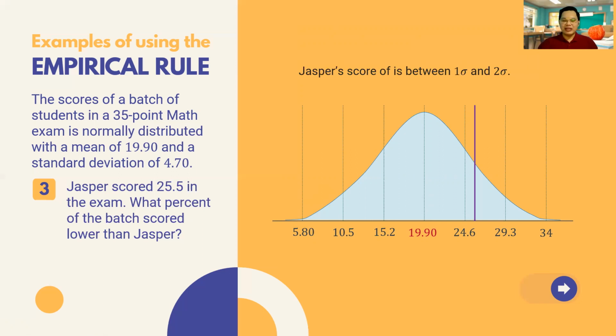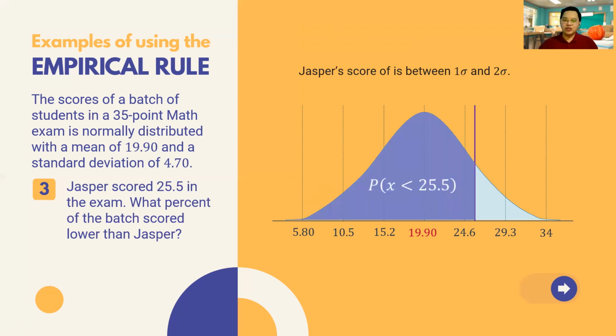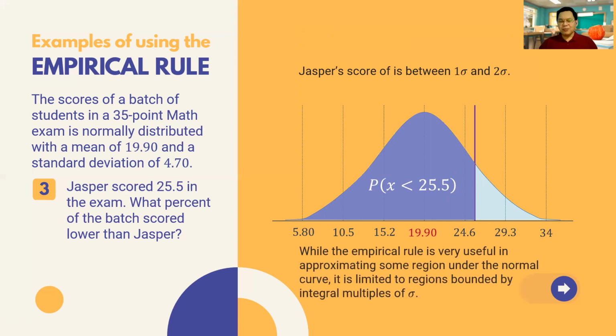But the problem now is, we cannot find the answer by just basing it on what we know from the empirical rule. Something that this problem should help us realize is, we want to identify the percentage or the probability that x is less than 25.5. We know that's what we want to look for. But while the empirical rule is very useful in approximating some regions under the normal curve, the problem is it is limited to regions bounded by integral multiples of sigma, or the standard deviation.